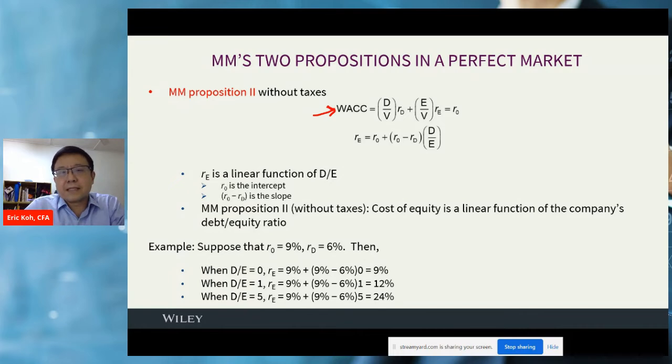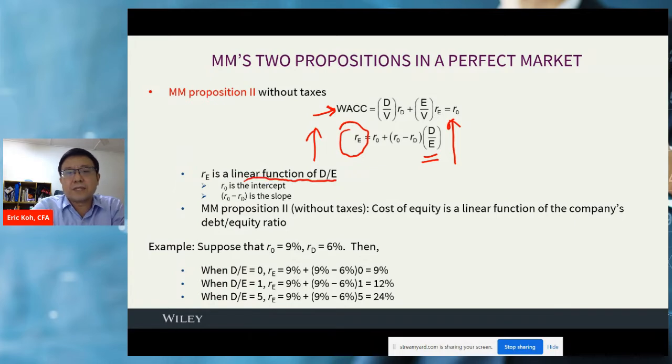What it says here is your cost of equity is driven by this thing. The higher your debt to equity ratio, the higher the cost of equity, right? And that's why we say RE is a linear function of D over E. Now, does this make intuitive sense?